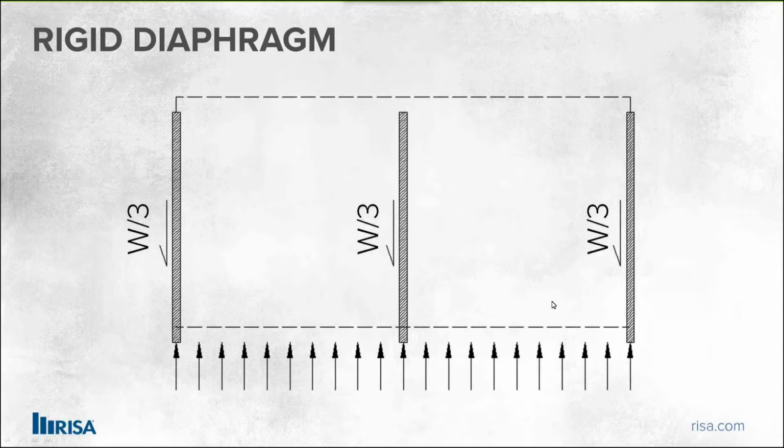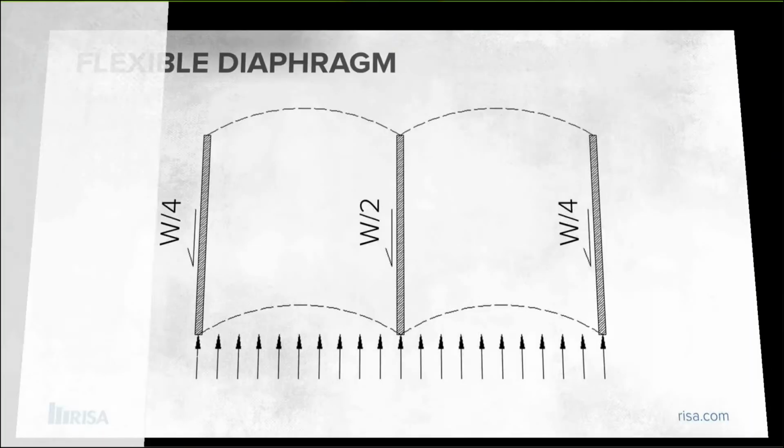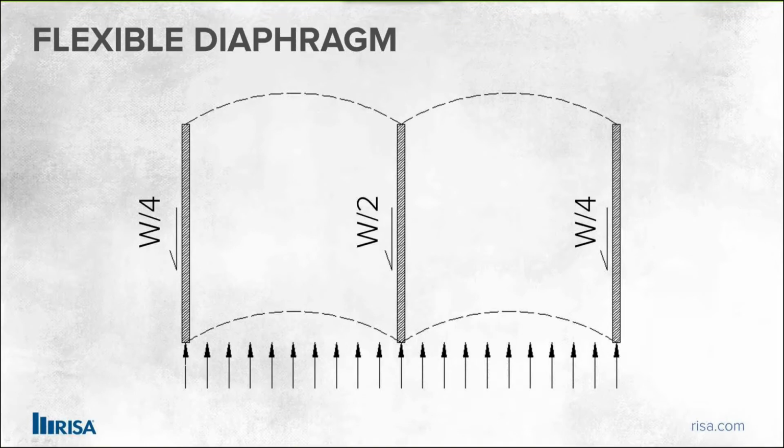So this is a common way to model lateral systems, and we'll see that coming forward here. We'll use some rigid diaphragms as well. The second method is to use flexible diaphragms. In a flexible diaphragm, really that's just no diaphragm. Flexible means it's completely flexible. There is no resistance. There's no stiffness.